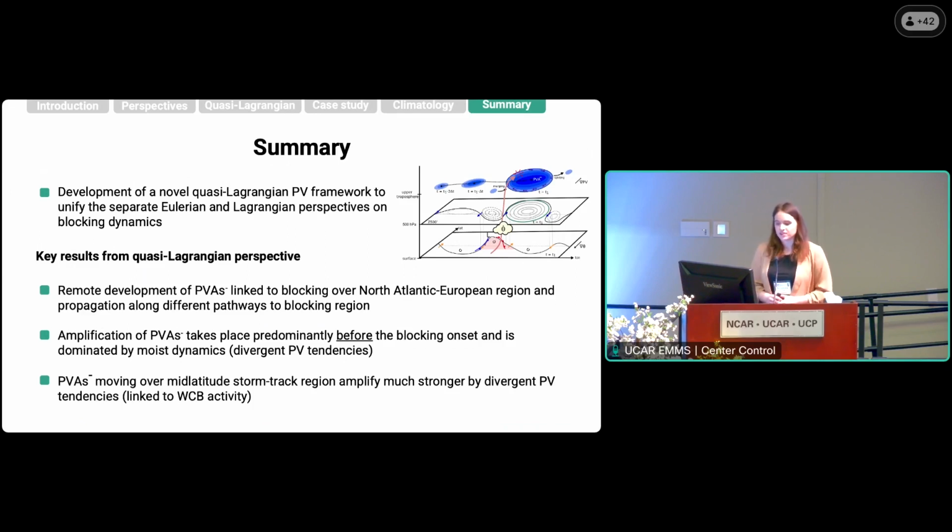Then in the second point, the amplification of these PV anomalies takes place predominantly before the blocking onset and is dominated by moist dynamics. Here we looked at the divergent PV tendencies mostly. The PV anomalies moving over the mid-latitude storm track region amplify much stronger by the divergent PV tendencies than those of more continental origin.